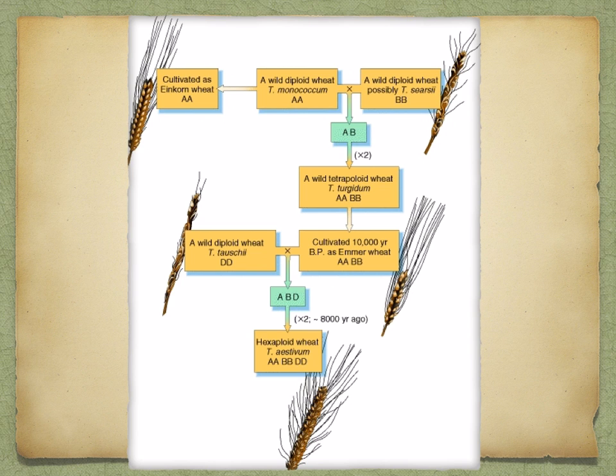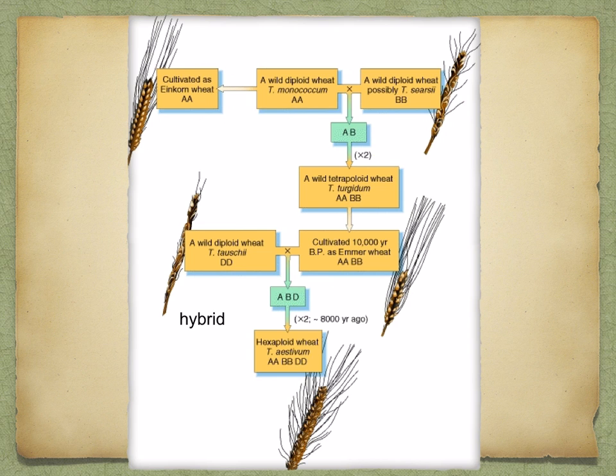Well, if you have a look at this picture, you'll see that one plant has got the genotype AA and another plant's got the genotype BB. So these would have formed a hybrid with one another, AB. This then underwent chromosome doubling and it formed a, what did it form? It formed a tetraploid wheat.